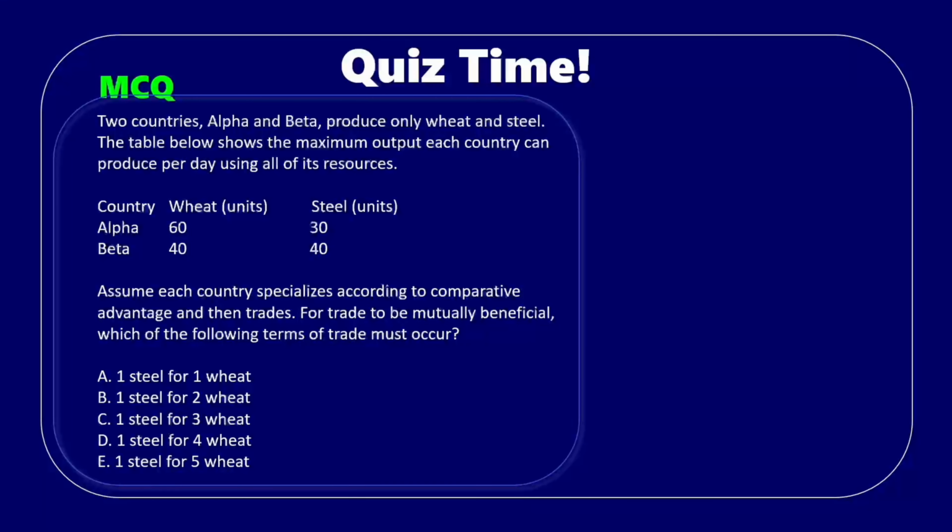Comparative advantage looks at opportunity cost, not who makes more. Since beta gives up less wheat to make steel, beta has the comparative advantage in steel. But that also means alpha has the comparative advantage in wheat. For trade to be mutually beneficial, the terms of trade must fall between their opportunity costs. Beta is willing to trade steel for more than 1 wheat, and alpha is willing to trade steel for no more than 2 wheat. So the acceptable range is between 1 and 2 wheat per steel. And looking at the choices, 1 steel for 2 wheat fits that rule. That's why the correct answer is B.